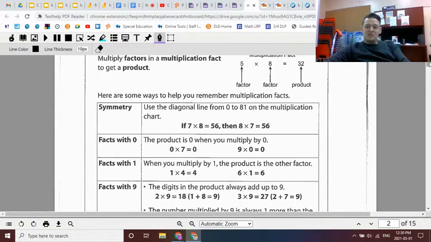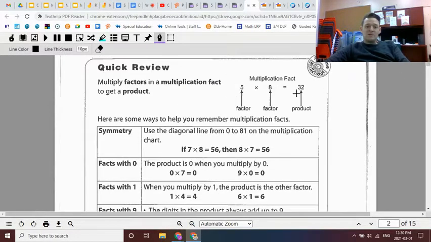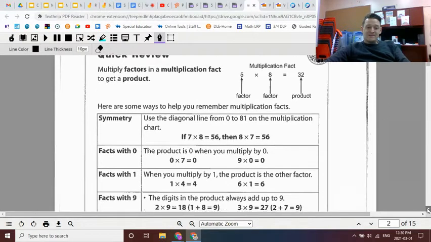Just like in addition, we call the two numbers we're adding together addends, and we call the answer a sum. In multiplication, the two numbers you're multiplying together are called factors, and the answer you're getting is called a product. It says here are some ways to help you remember multiplication facts.